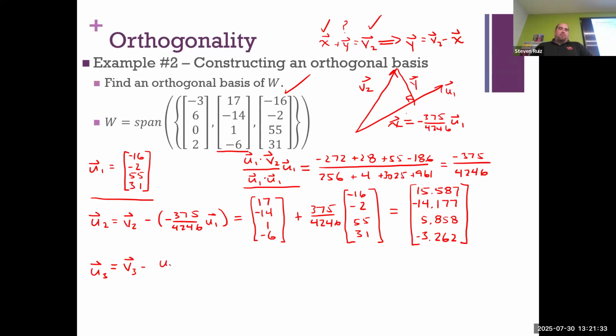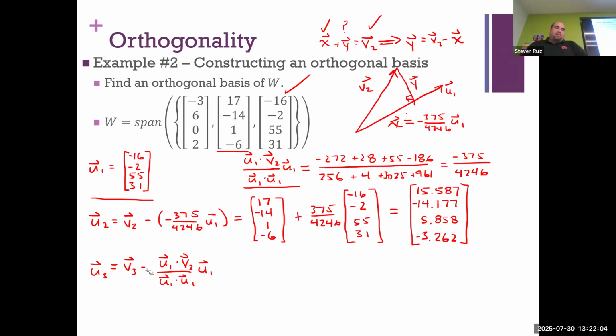V3. So I'm going to do U1 dot V3 over U1 dot U1. And that'll be in the direction of U1. So I want to avoid the part of the vector V3 that shares directionality with U1. But doing that alone will make this thing perpendicular to U1. It won't make it perpendicular to U2.